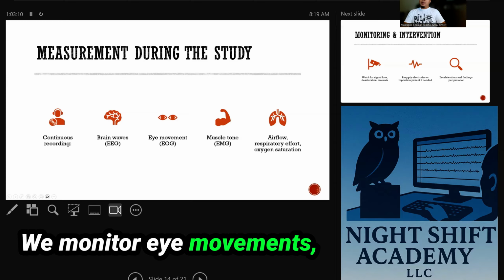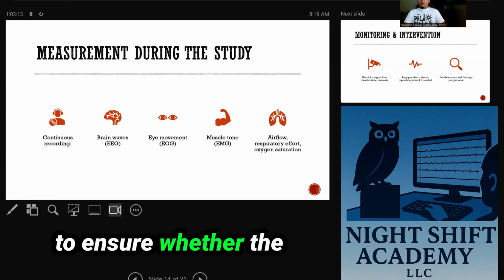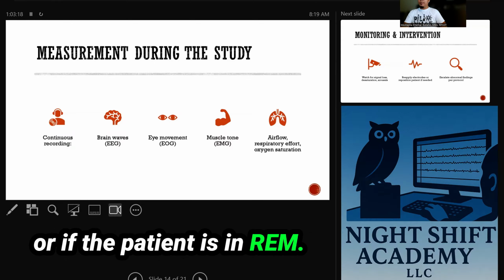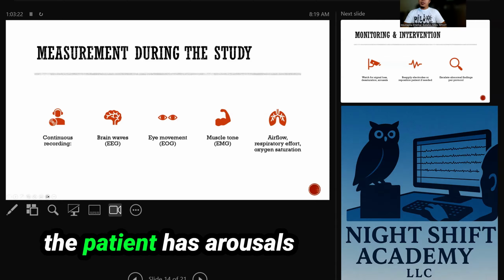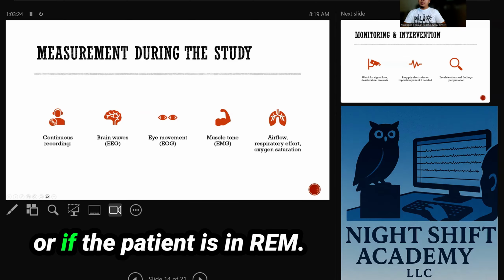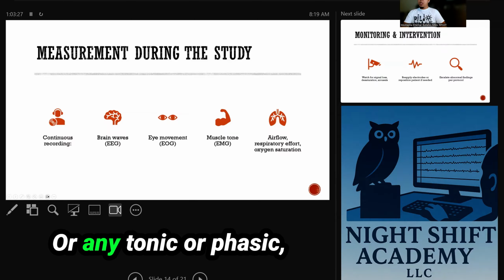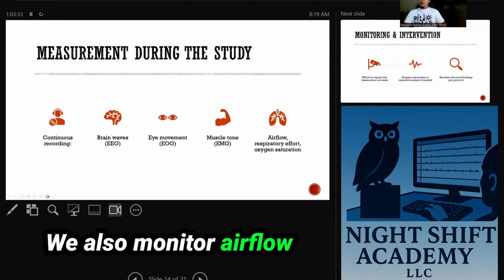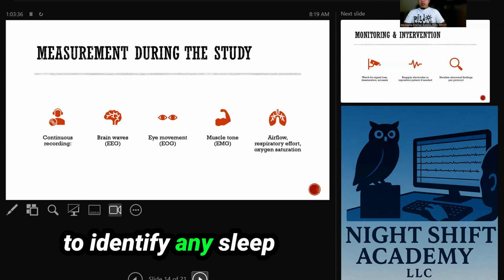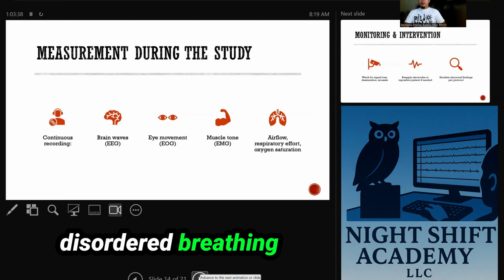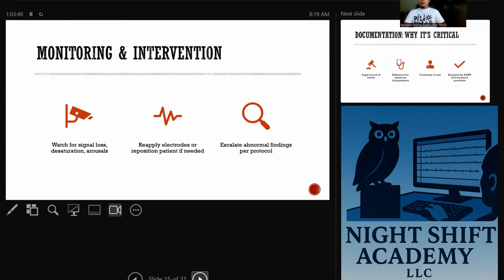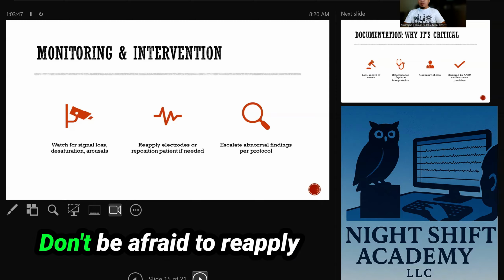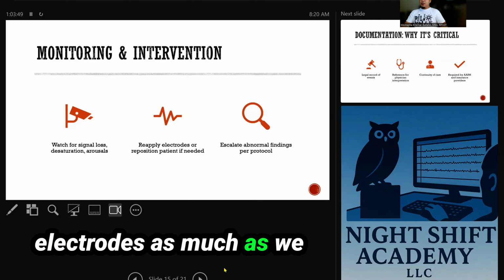We monitor eye movements to ensure whether the patient is going into REM sleep or if the patient is in REM. Muscle tone helps to check whether the patient has arousals or if the patient is in REM, or any tonic or phasic REM, etc. We also monitor airflow to identify any sleep disordered breathing problem for the patients. Signal loss, desaturations, arousals. Don't be afraid to reapply electrodes, as much as we avoid it.